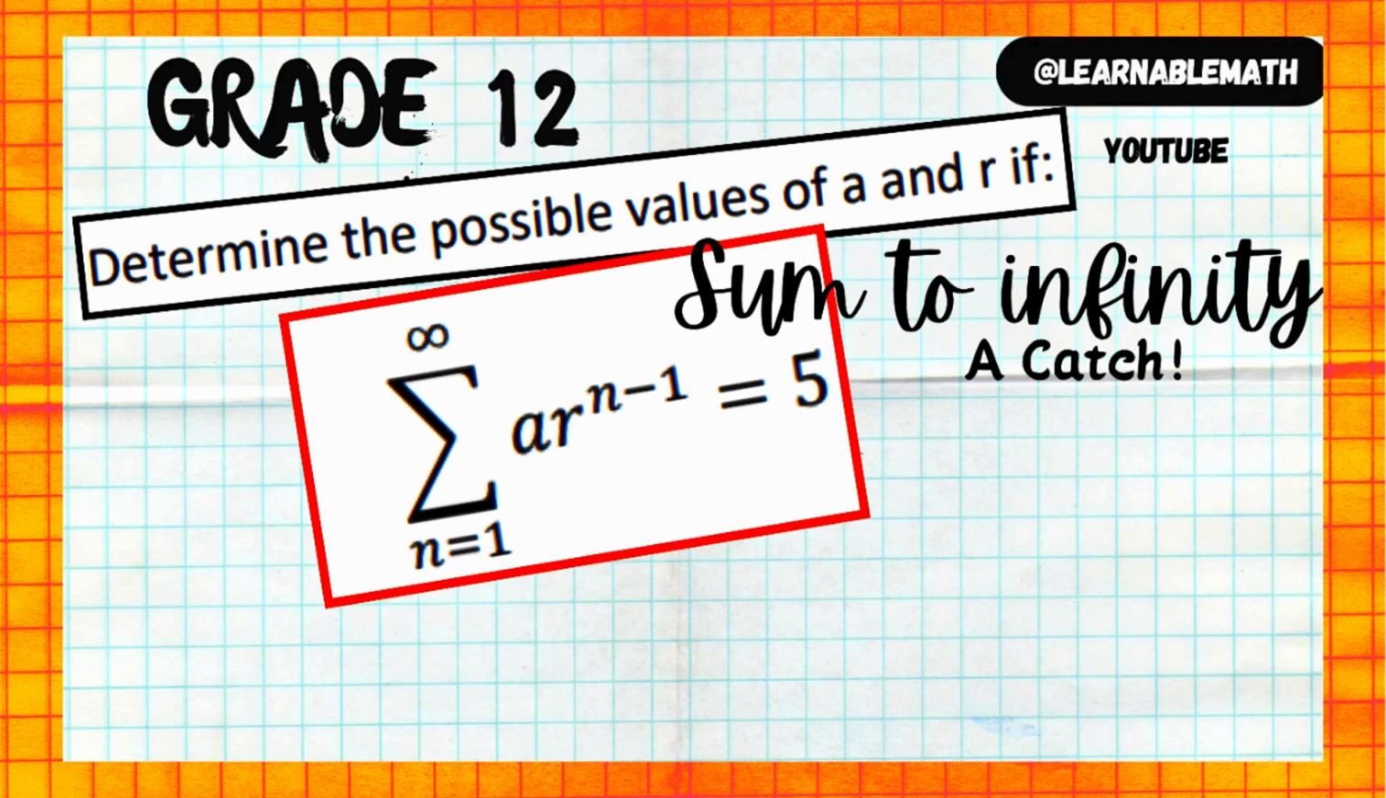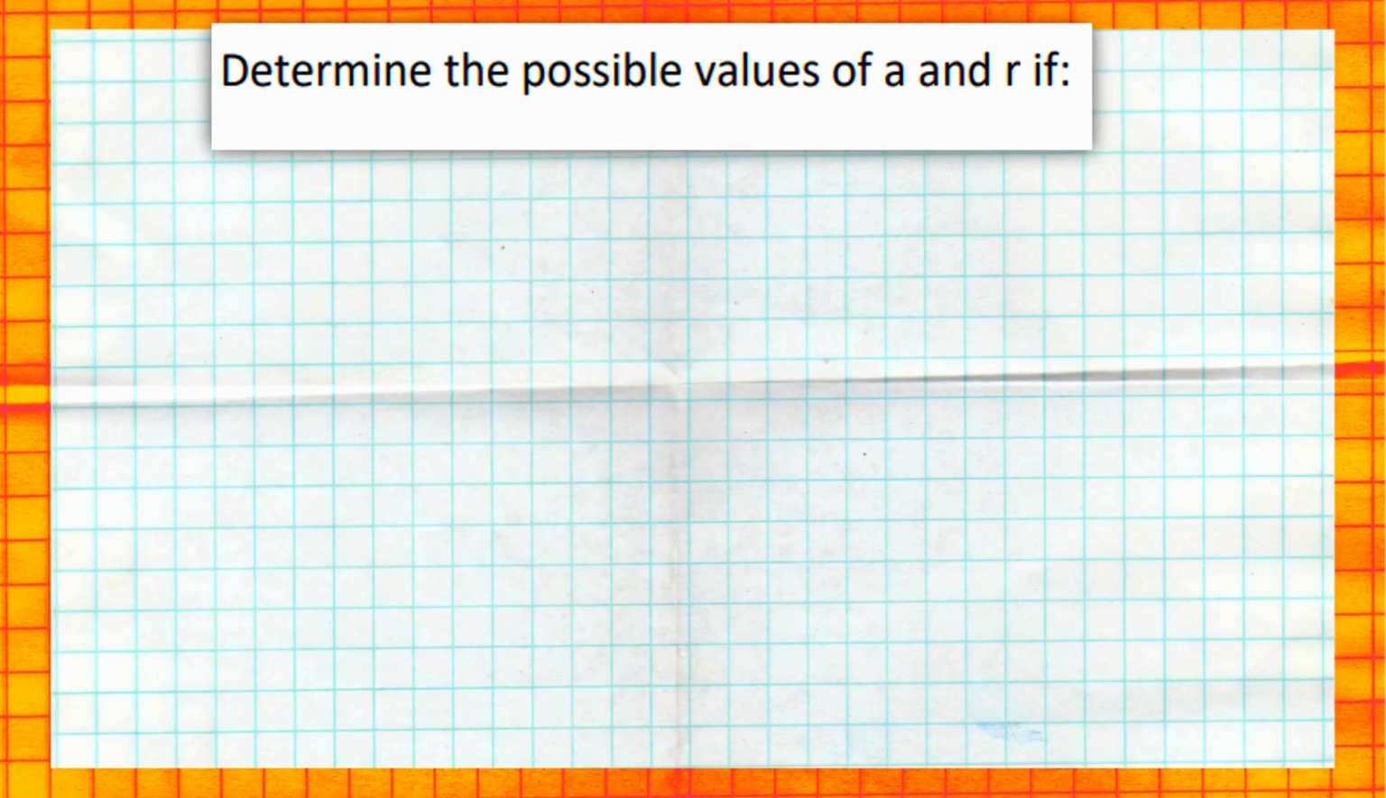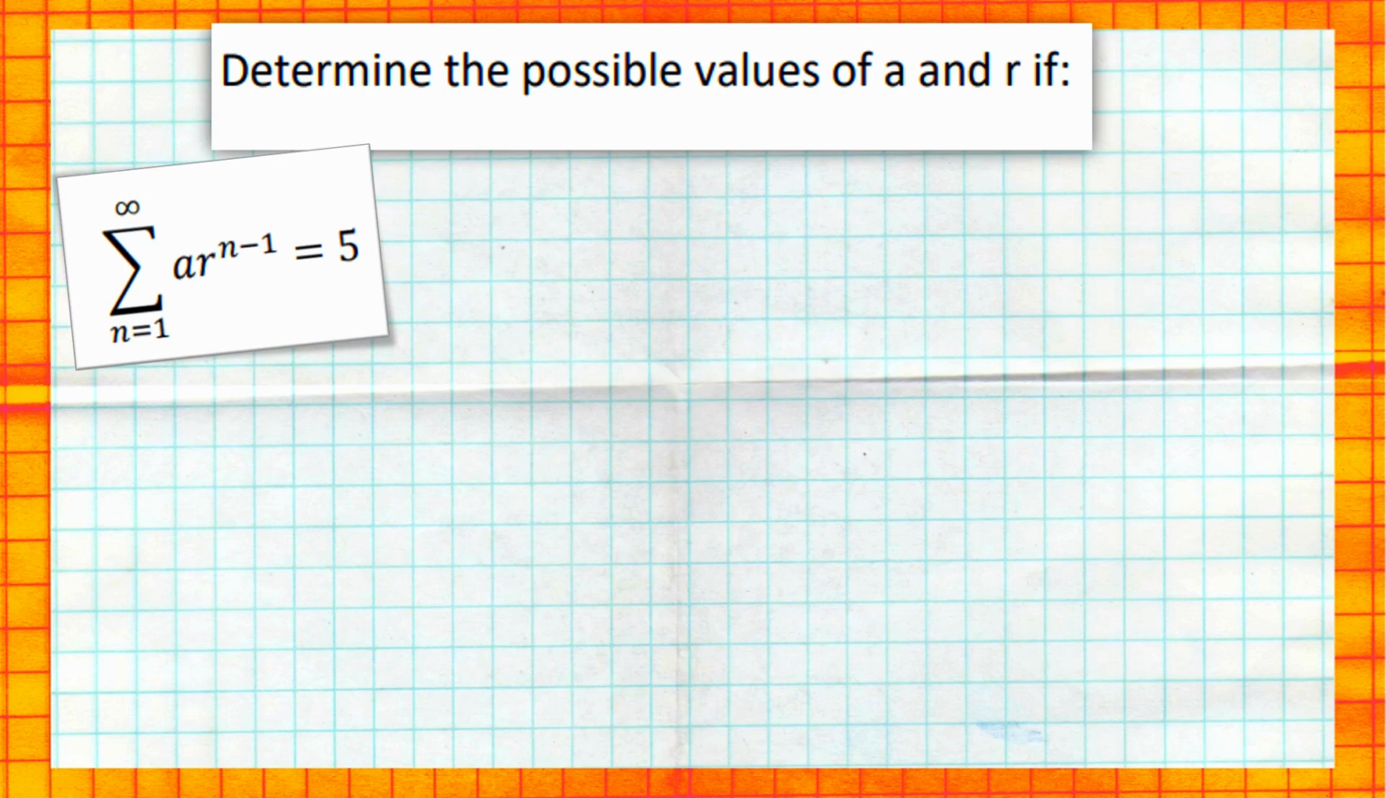Without wasting any time, let's get straight onto it. All right, let's look at this question. It says, determine the possible values of A and R if you are given that the sum where n starts from 1, AR exponent n minus 1 to infinity is equal to 5.